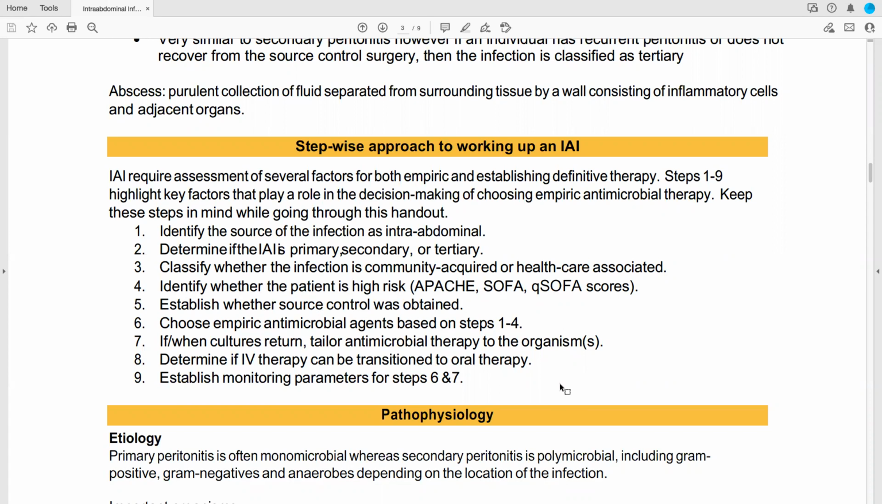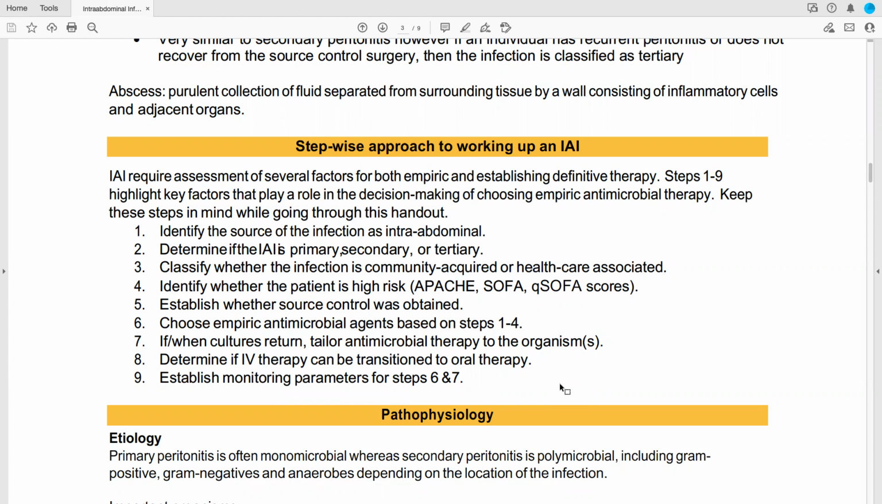And then you want to determine, is it a primary infection? Meaning, if the patient is cirrhotic or has peritoneal dialysis, then you think, okay, this is a primary infection. If the patient has appendicitis or acute cholangitis, then you say, okay, this is secondary. If that patient has appendicitis or cholangitis and you try to get source control, meaning you try to fix whatever is going on there, or an abscess, and you try to drain it, and that infection continues to persist, then you say, okay, this is a tertiary infection.